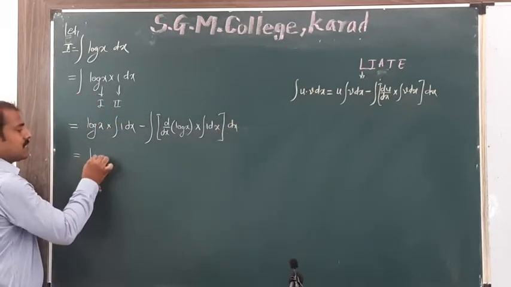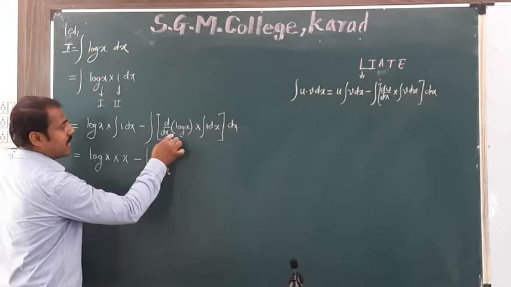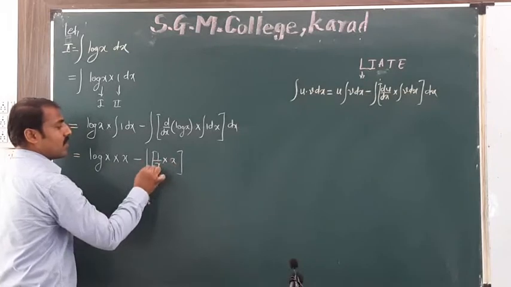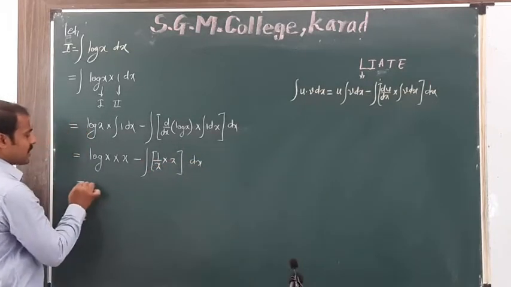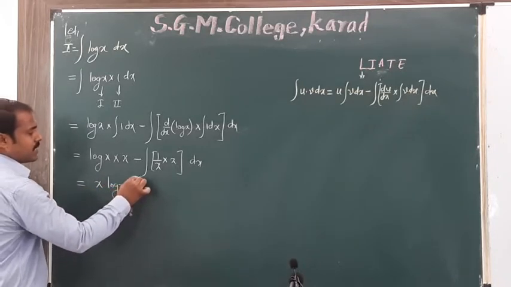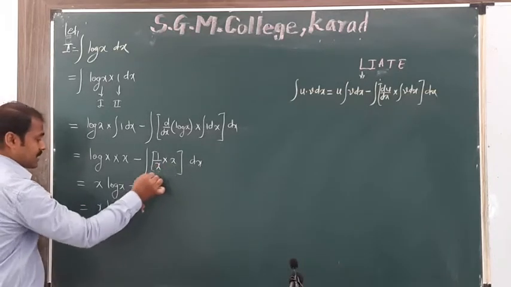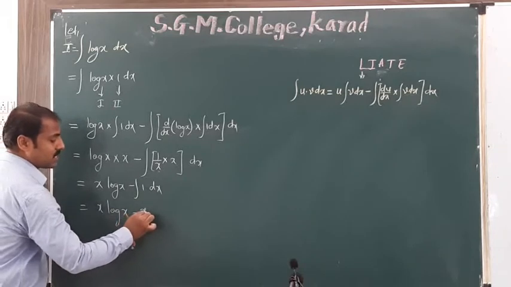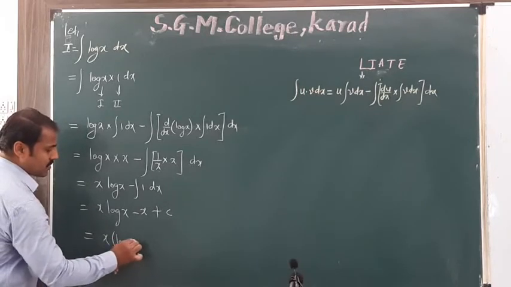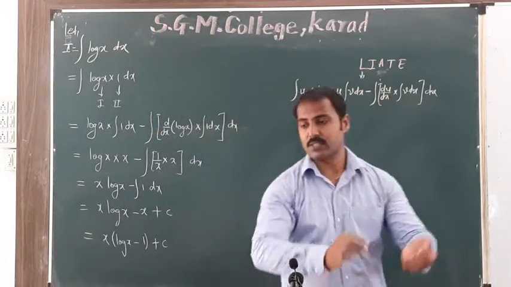Log x as it is. Tell me, integration of 1 is x, minus integration of derivative of log x, which is 1 upon x, into integration of 1, which is x, dx. x gets cancelled and this can be written as I is equal to x log x minus integration of 1 dx, which is equal to x log x minus integration of 1, which is again x, plus c. You write this as x into log x minus 1 plus c. This is the final answer of the given question.